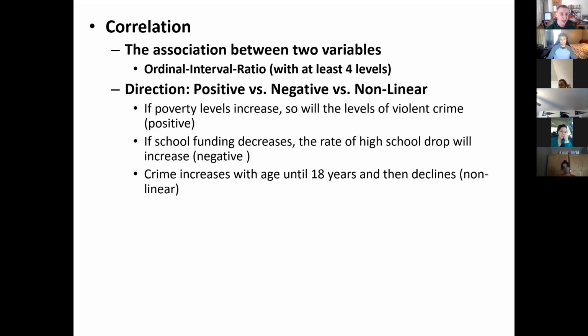We've talked about before about how z-scores and t-tests can be negative, but that really wasn't of any major interpretive importance. But the direction for correlation really is important because they can be positive, meaning that, for example, if poverty levels increase, so will the levels of violent crime. And so that's a hypothetical but easily demonstratable positive correlation that we see in social science data. A negative correlation: if school funding decreases, the rate of high school dropout will increase. So as one thing goes up, the other thing goes down.